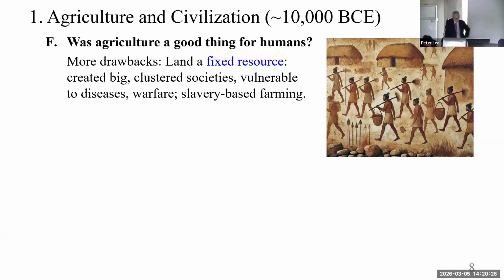So fixed resource, that produced a lot of side effects. It created big clustered societies. Maybe that in itself is not a bad thing, but big clustered societies brought with them vulnerability to things like diseases and to warfare. If you had a good piece of land, other human beings could desire your land and come attacking your village, your town. So warfare became a thing because of land, right? When you fight a group of people, usually it's over resources, and agriculture fixed our resources and therefore warfare.